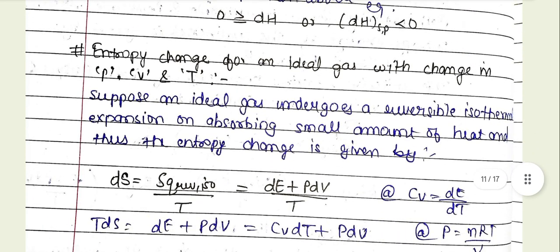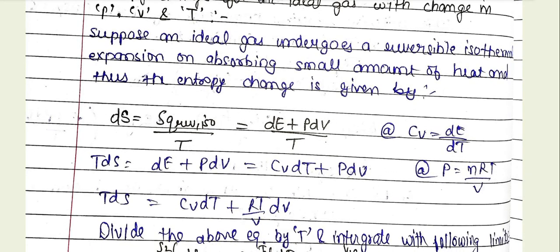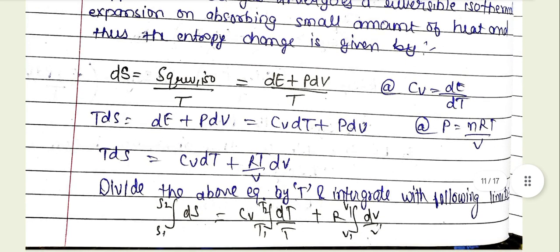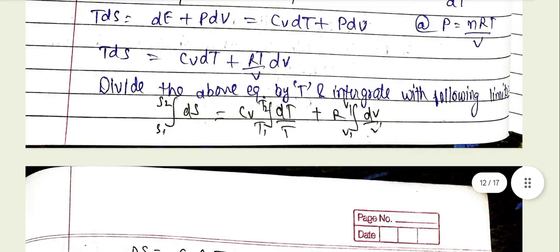Entropy change for an ideal gas with change in pressure, volume and temperature. Suppose an ideal gas undergoes a reversible isothermal expansion on absorbing a small amount of heat, and thus the entropy change is given by dS equals dQ reversible upon T, which is dE plus PdV upon T. Since Cv equals dE upon dT, TdS equals dE plus PdV equals Cv dT plus PdV. TdS equals Cv dT plus RT upon V dV.